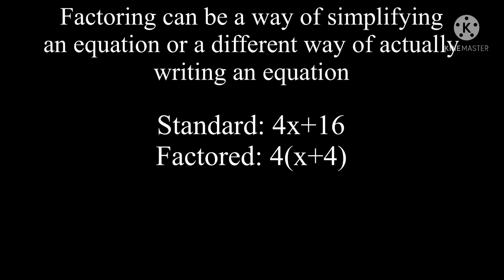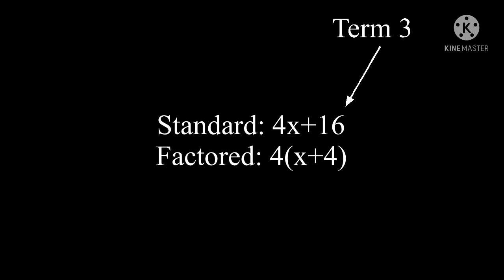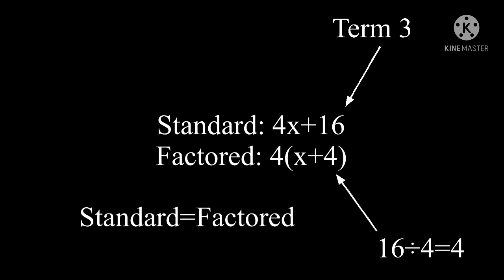So, in the standard form that you see on the screen, you'll notice that it looks just like a normal equation, but the factored version is in parentheses. And it looks as if the third term, 16, was actually divided by 4, and this is correct. So, the factored version is in parentheses, but if you were to solve it, you would still get the standard version.